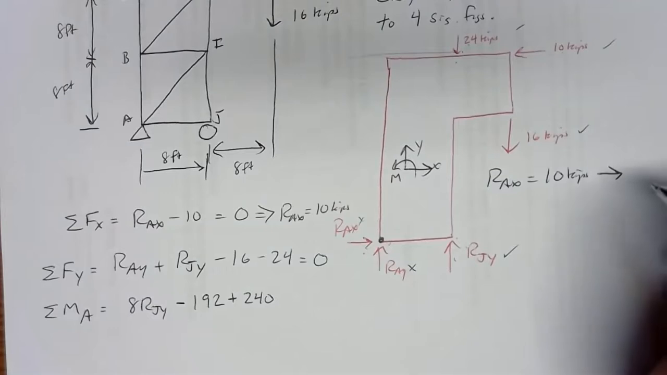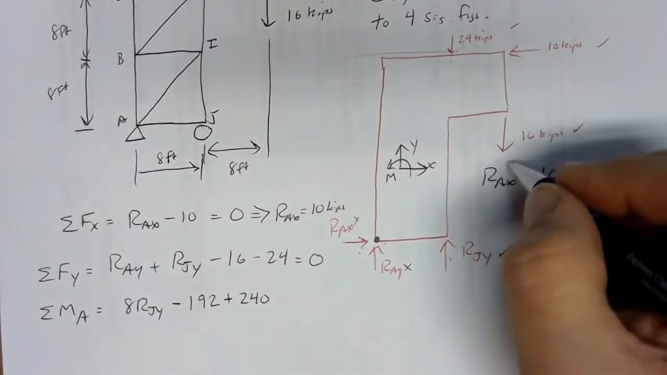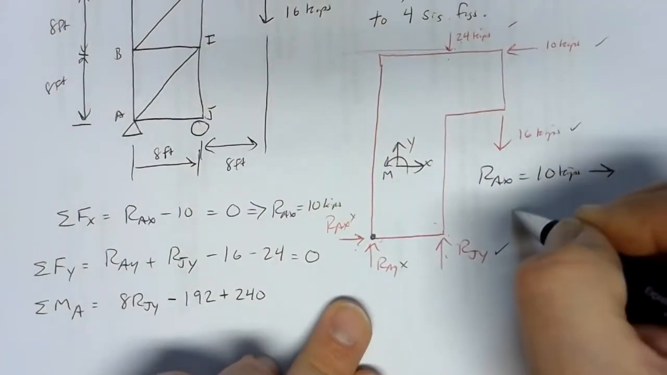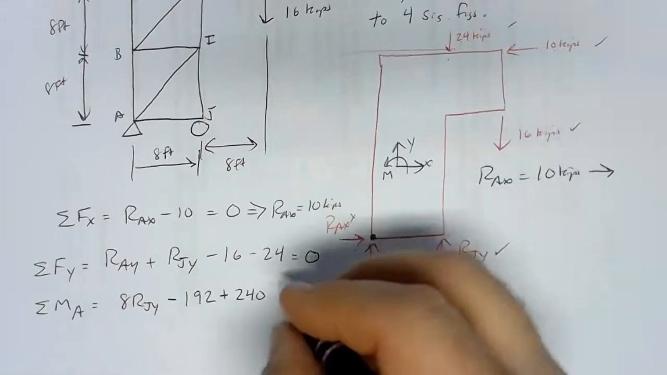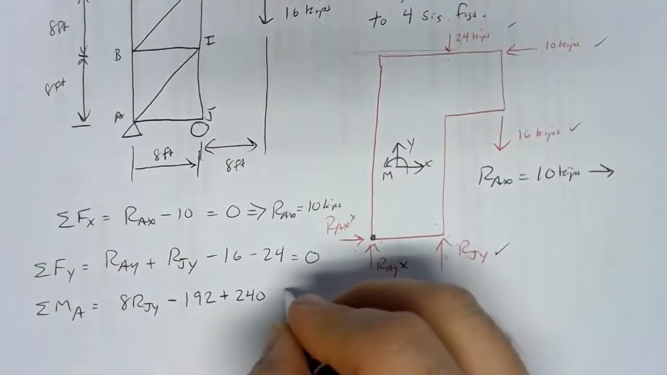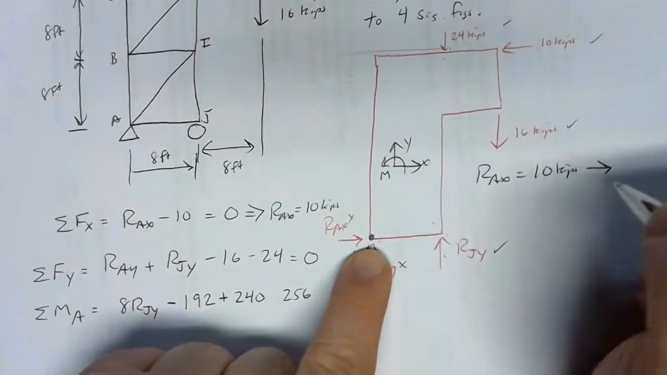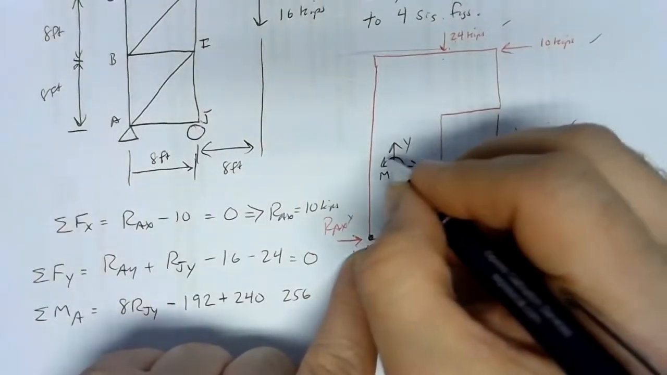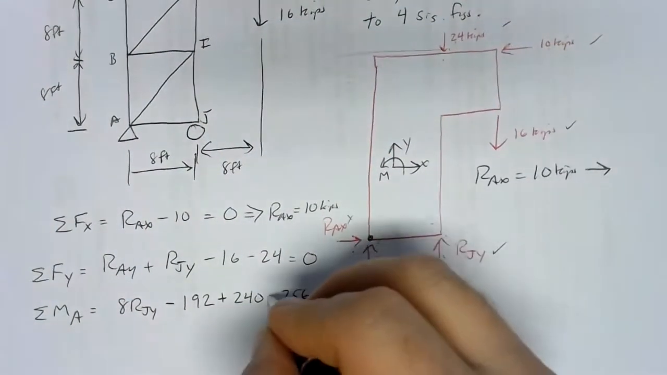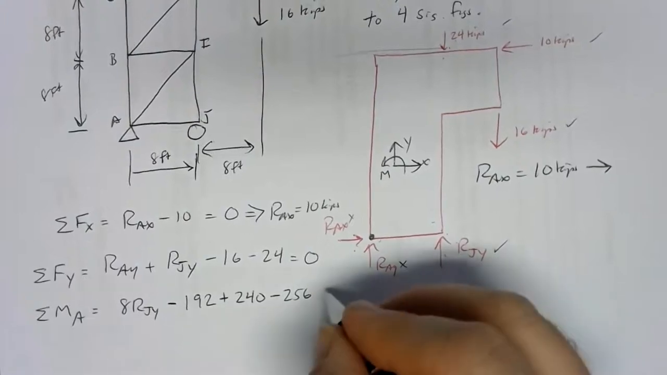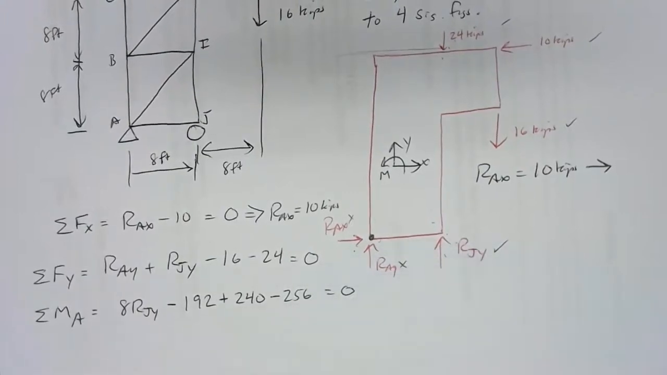And then we've got our 16 kip force. The 16 kip force is 16 feet away, 8 plus 8. So we've got 16 times 16, we've got 256. Pinned at A, pulling down at G, clockwise moment, so negative. And that equals 0. So if we work out the numbers here, we've got a negative 192, we've got a 240, and we've got a negative 256.